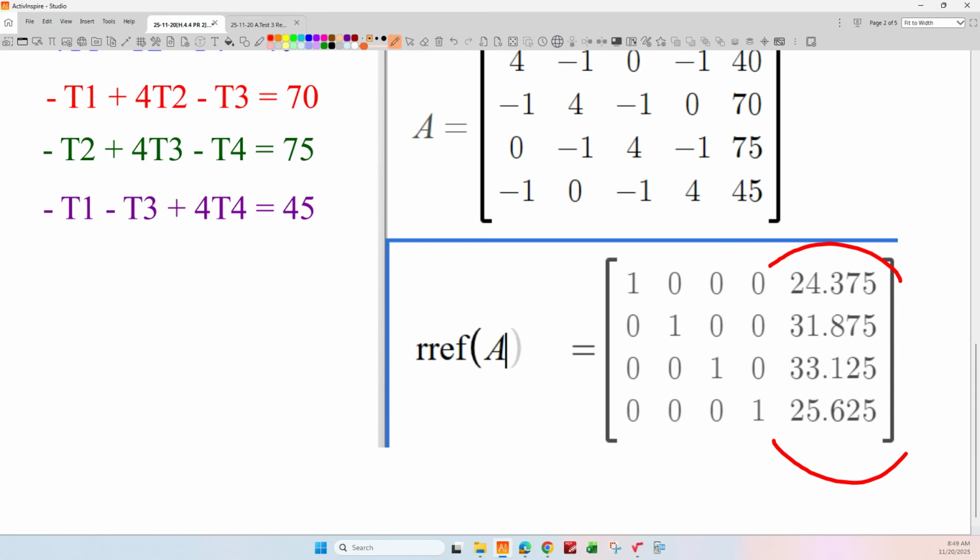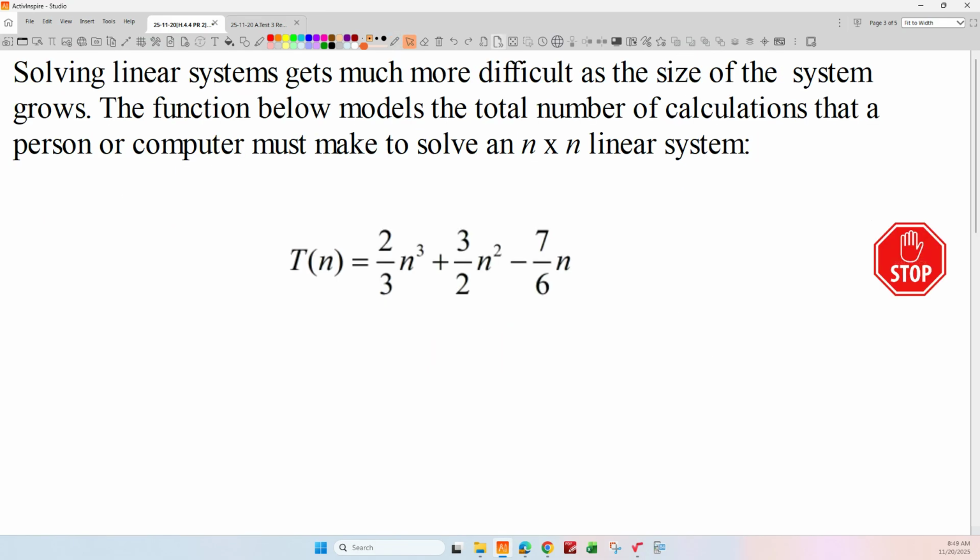Okay. All right, so last thing I'm going to show you here, this is just kind of interesting. Just so you get some idea why using technology and using matrix methods is so useful here. Solving linear systems gets much more difficult as the size of the system grows. If you're doing relatively small systems, you can just do it algebraically. The function below models the total number of calculations that a person or a computer must make to solve an n by n linear system. Okay, so that means n variables and n equations, right?